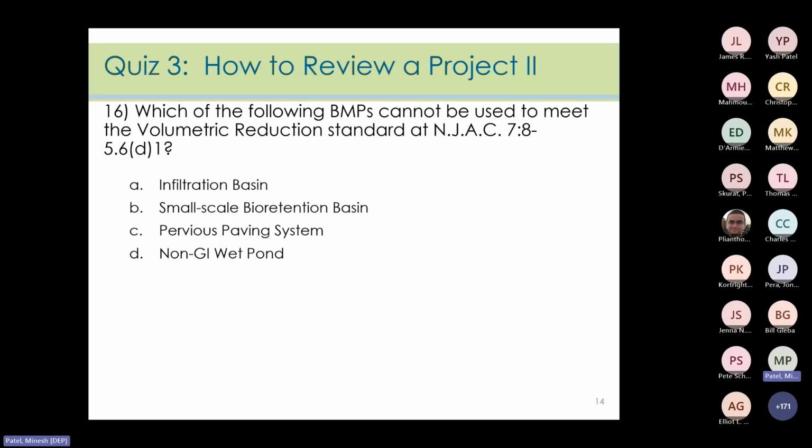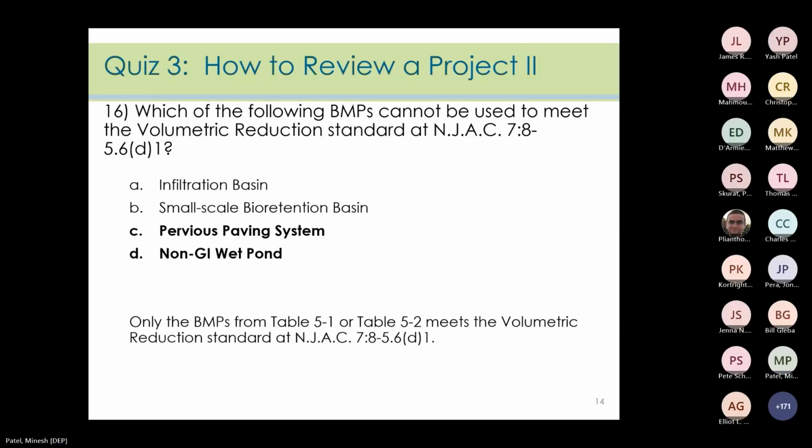Question 16. Which of the following BMPs cannot be used to meet the volumetric reduction standard at N.J.A.C. 7:8-5.6(d)1? And the answer here is C, a pervious paving system. Only the BMPs from Table 5-1 or Table 5-2 meet the volumetric reduction standard at 7:8-5.6(d)1. And excuse me, the answer is not pervious paving system. It is non-GI wet pond. So please ignore the bold font on letter C.